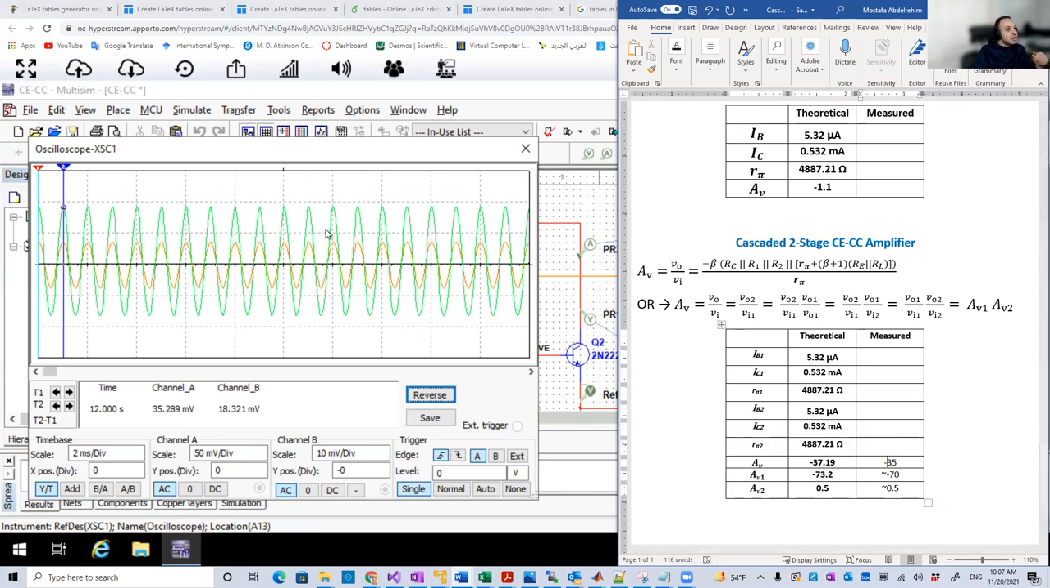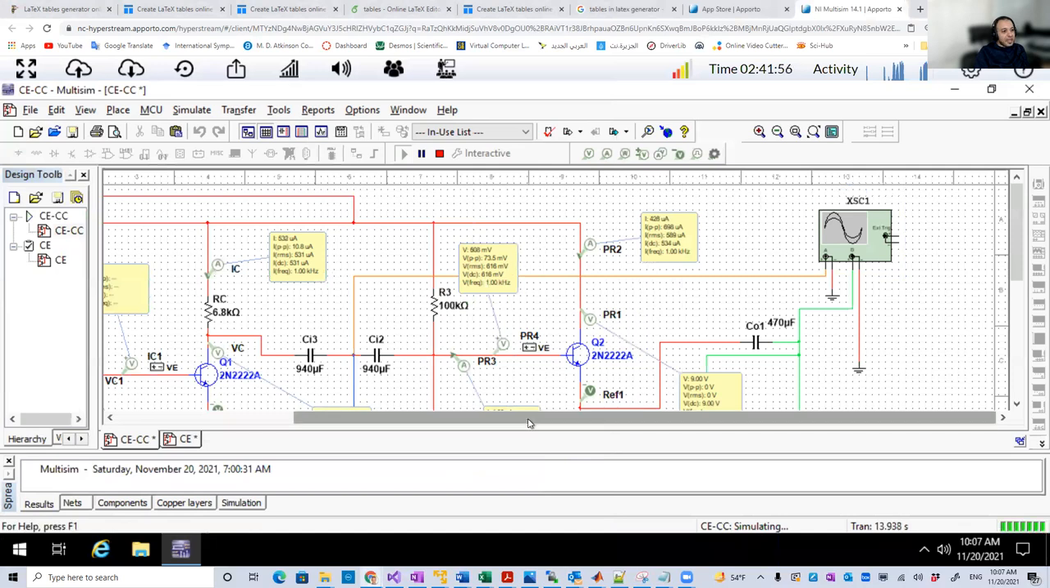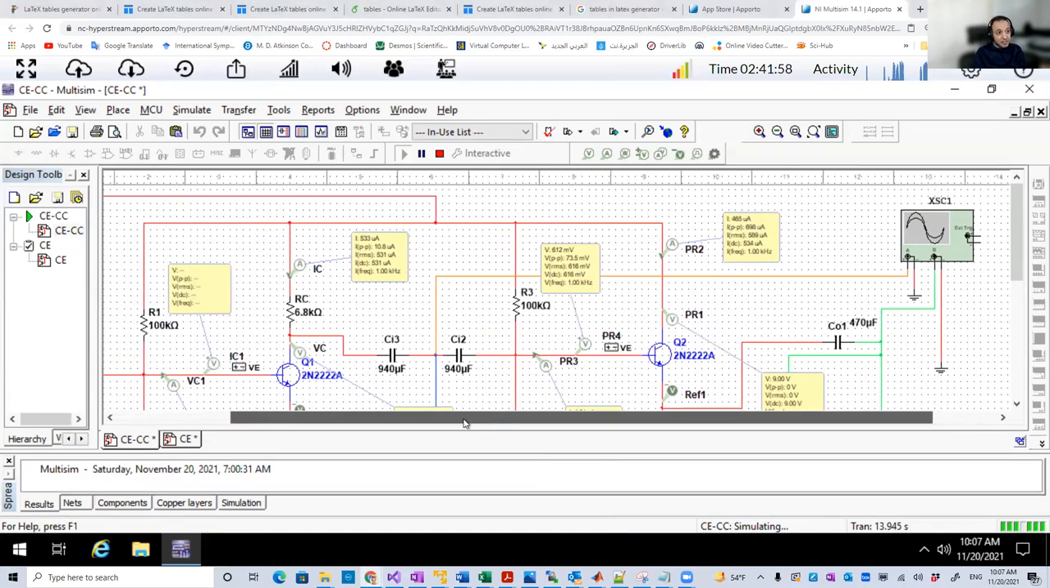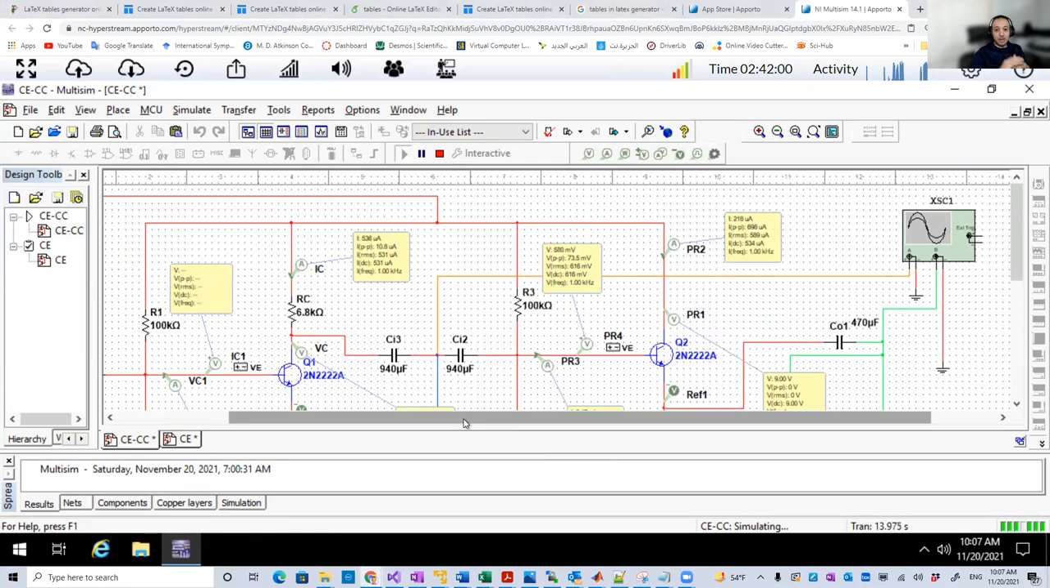Okay, guys, that's basically a verification for the common emitter, common collector, multistage amplifiers. We did that theoretically last lecture, and now we did it also in Multisim and it verifies the result that we get theoretically. And they have a great match.